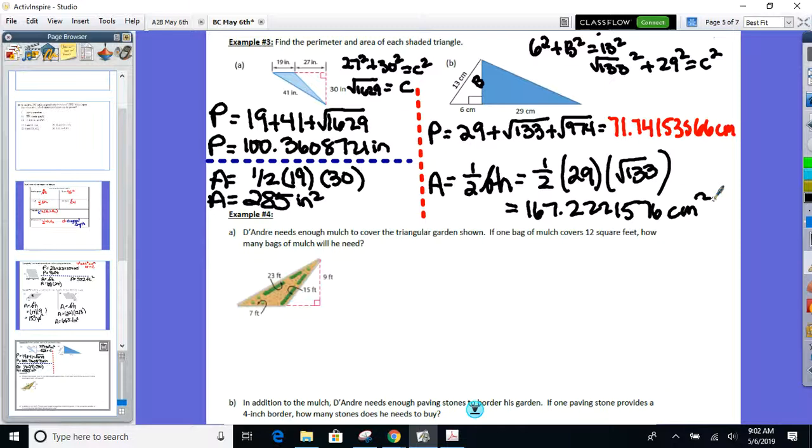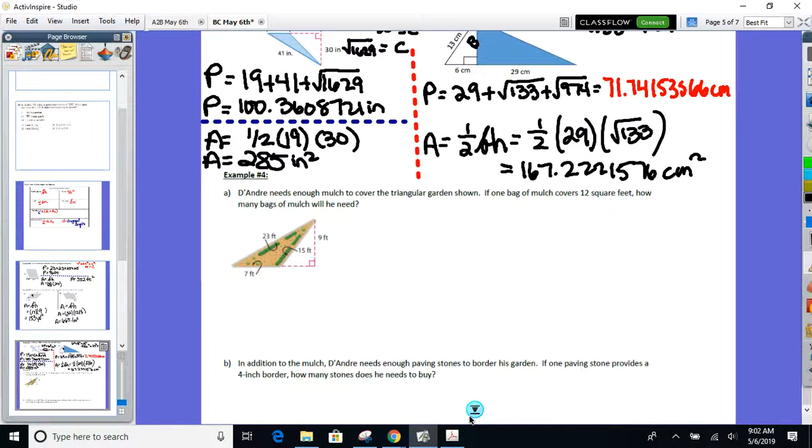All right, let's do it. He's going to throw some good old mulch down on his triangular garden. Anyway, one bag covers 12 square feet. How many bags is he going to need? Ready? Covers how many? 12 square feet. Automatically, because I see the square feet, this is asking me for the area of this triangle. I think we can find that.